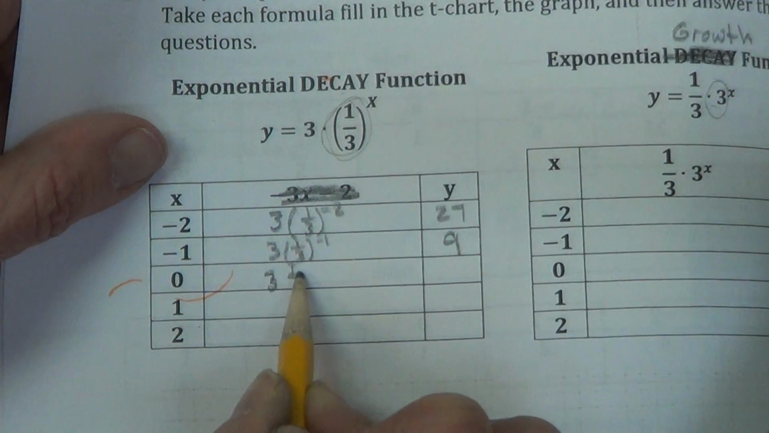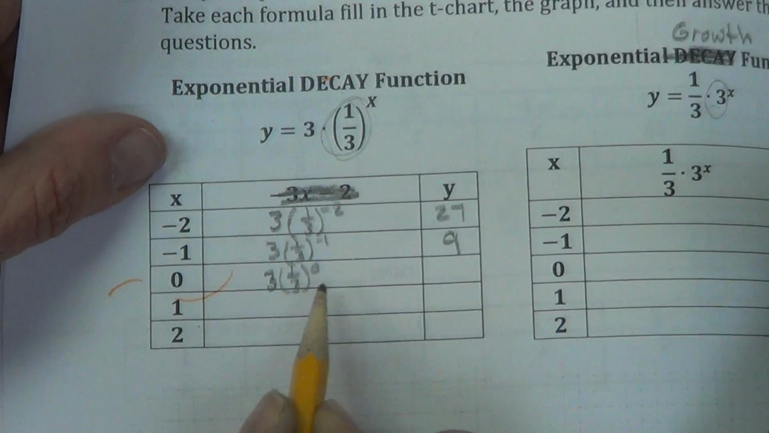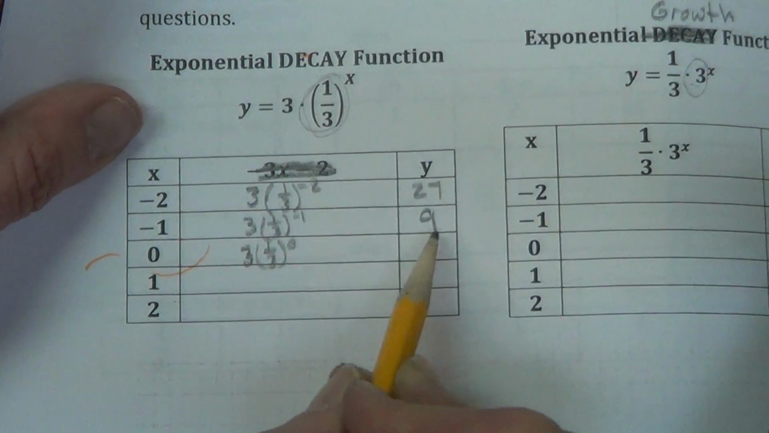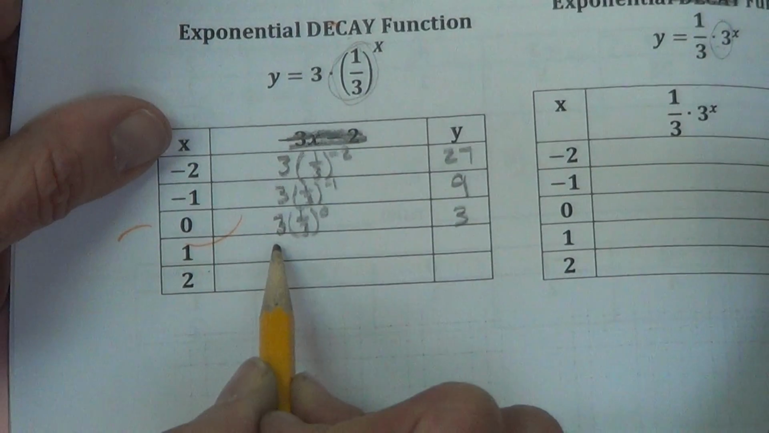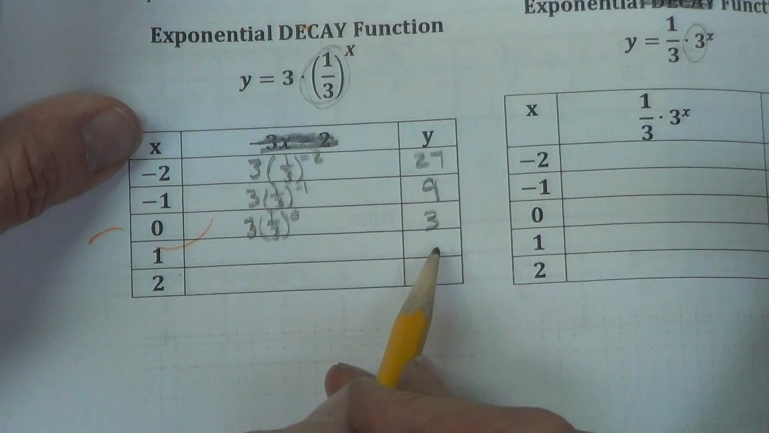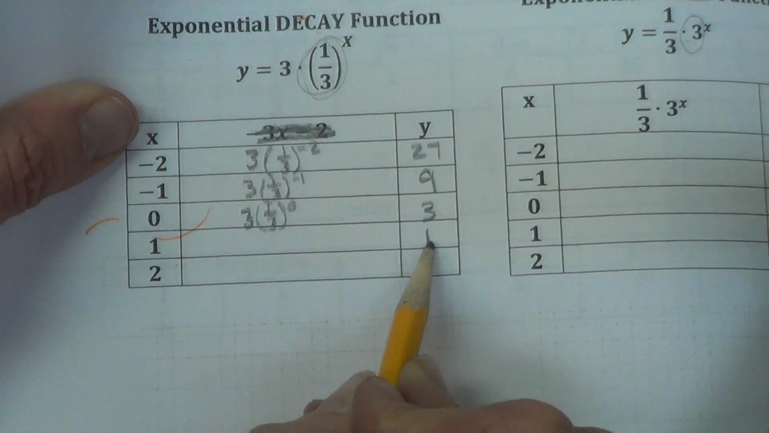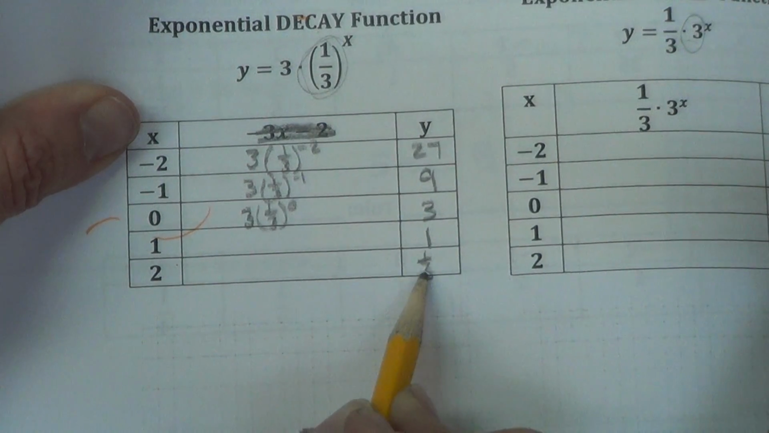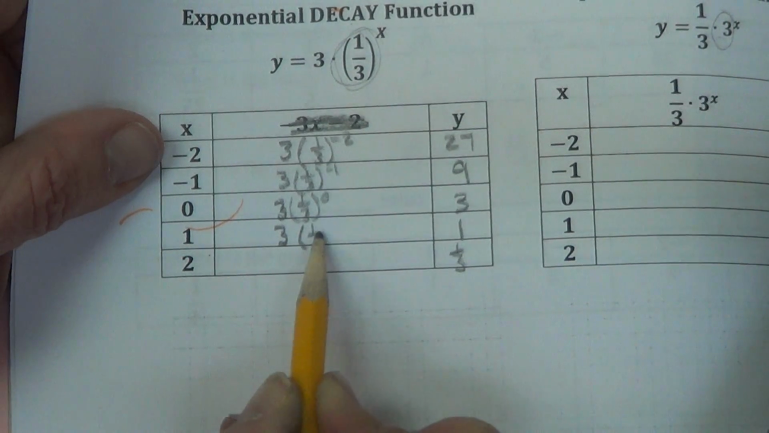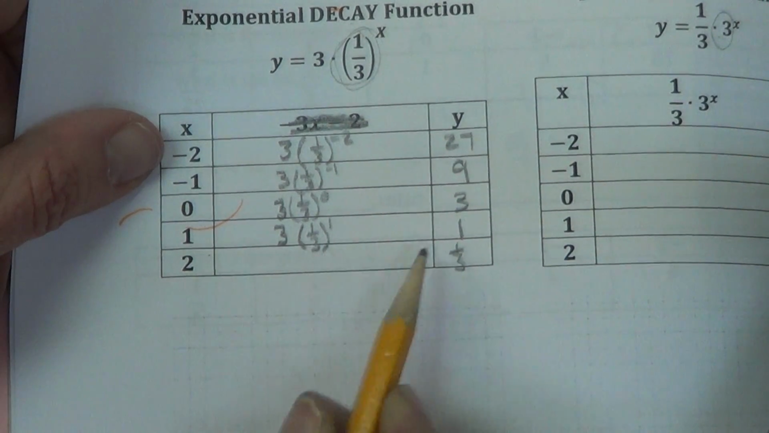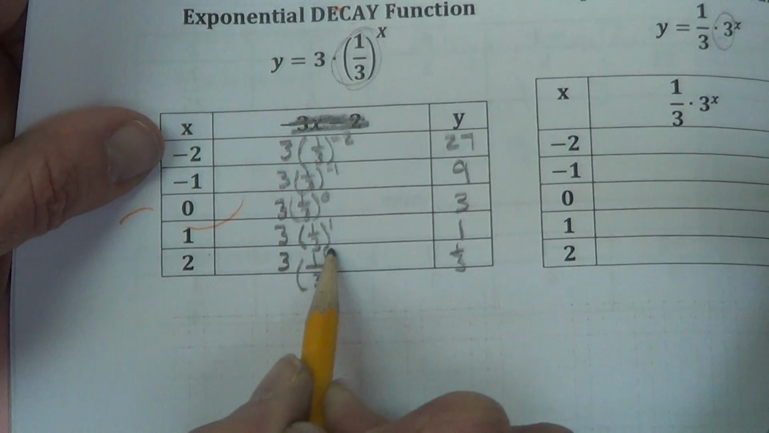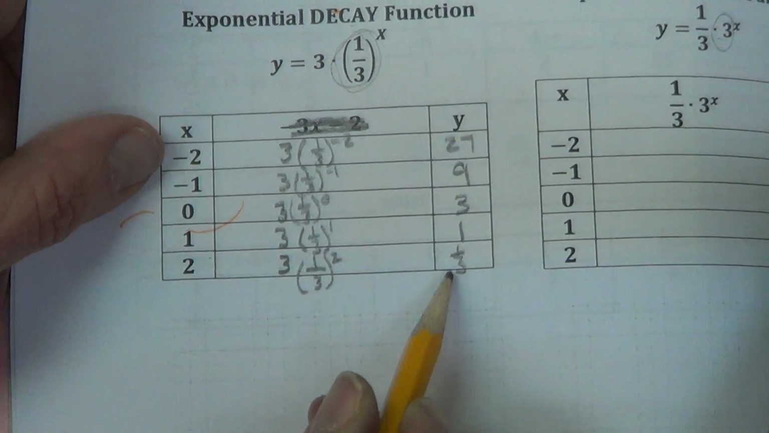3 times 1/3 to the 0th. Anything to the 0th is 1, so that will be 3. Now you can start to see the pattern where we're decreasing by a factor of 3. So you could predict 3 divided by 3 would be 1. 1 divided by 3 would be 1/3. Let's make sure that that works. 3 times 1/3 to the 1st power. 3 times 1/3 is 1. 3 times 1/3 squared, well, that would be 1/9 times 3 would be 1/3.